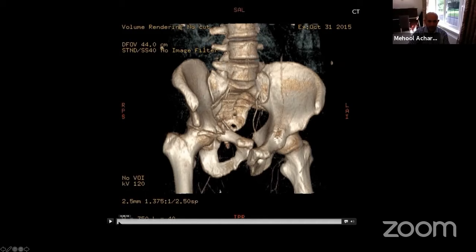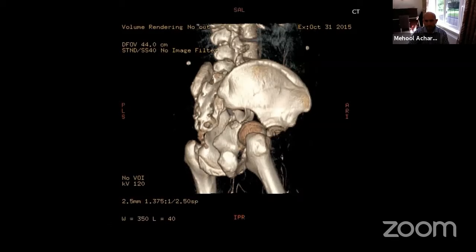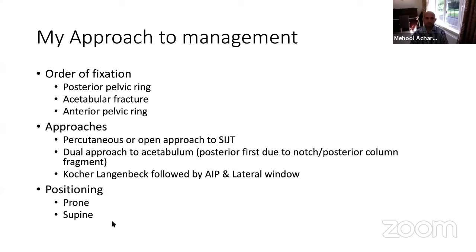And then look at that notch fragment as we go around. See the displacement, see the rotation. Okay, so when I'm thinking about this is my approach to management of this case. So again, thinking about things that we've already talked about, order of fixation, thinking about approaches and thinking about positioning.